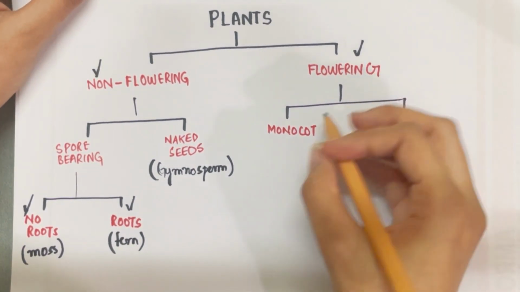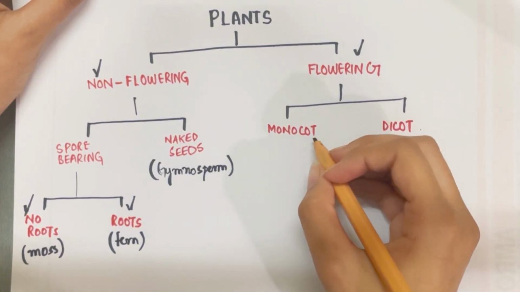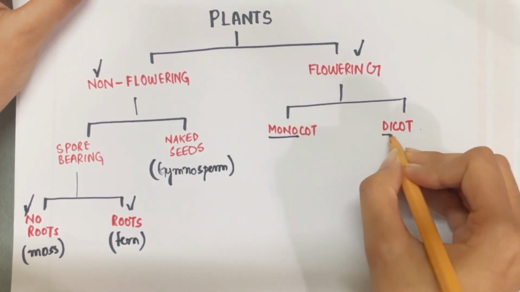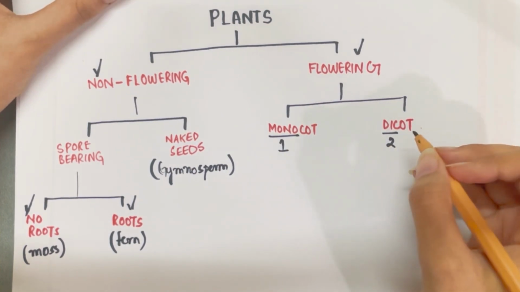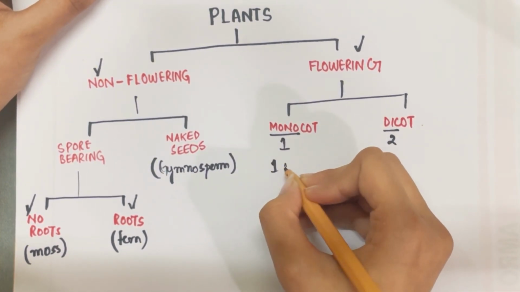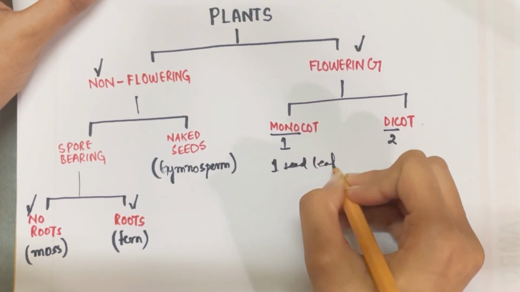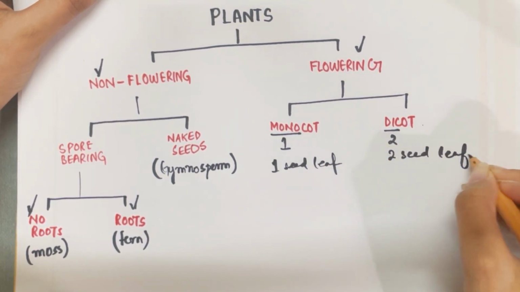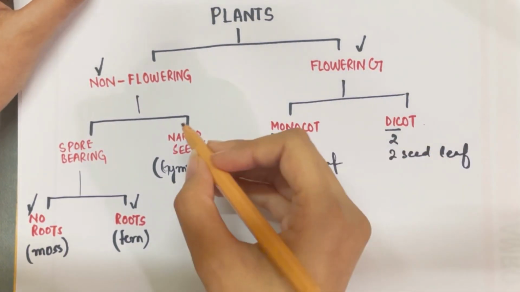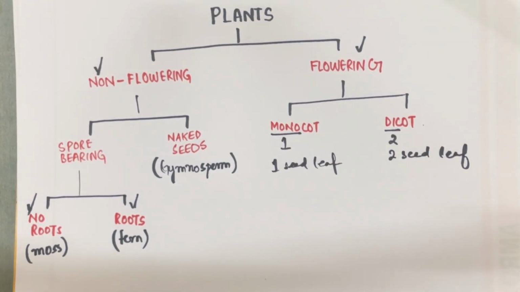Let's come on to the flowering plants. The flowering plants are either the monocots or the dicots. By mono and di, as is visible from the name, mono means one and di means two. That means mono is a one seed leaf and di is a two seed leaf. So these are the classification of plants into non-flowering and flowering.